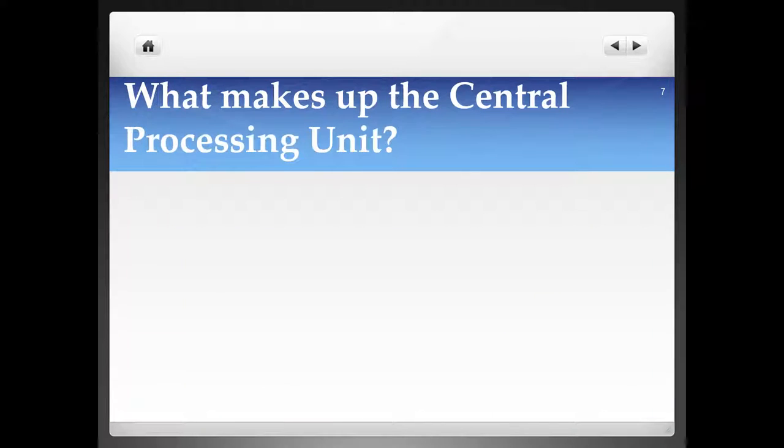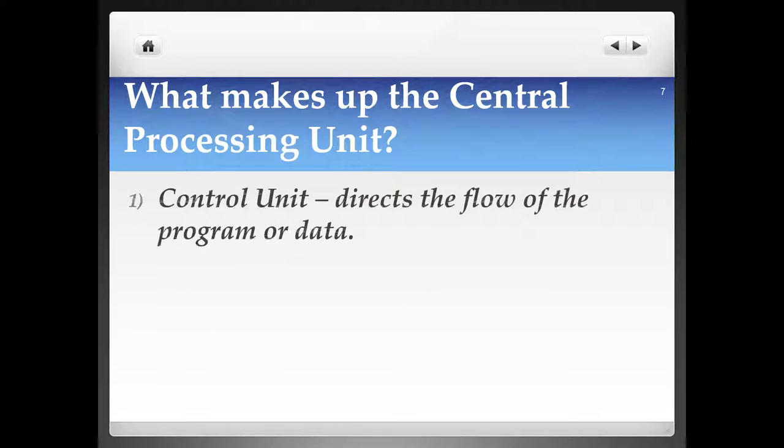And today we're going to start off with what makes up the central processing unit, otherwise known as the CPU. First thing we have in the CPU is known as the control unit, and it is basically the policeman standing in the middle of the intersection directing the flow of traffic going on inside your computer. It directs the flow of the program data. So it basically tells the computer what to do.